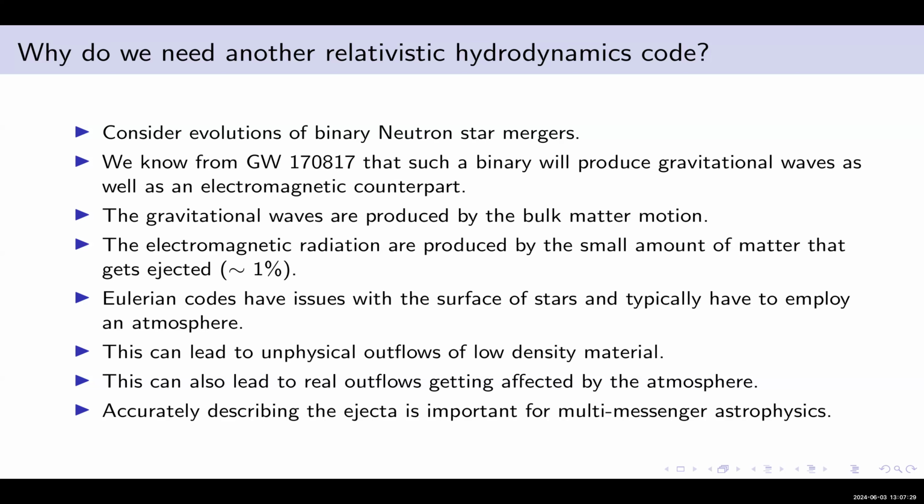In order to really understand these multi-messenger events that hopefully we will see many more of in the coming years, it's very important to accurately describe this ejecta that flows out, in order to make a connection between the gravitational wave signals and the electromagnetic counterparts.